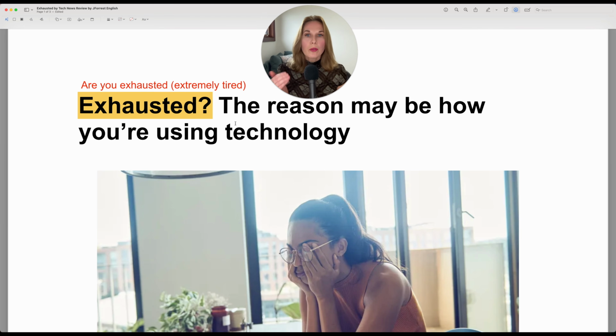And then the headline goes on, "the reason you're exhausted," but they didn't include that because it's obvious. The reason may be. So our modal may, so this is a possibility, modal plus base verb, and then how you're using technology. So the reason isn't because you're using technology, it's the method, the style, that's the how you're using technology. And it's in the present continuous because it's taking place now. You're using that technology now.